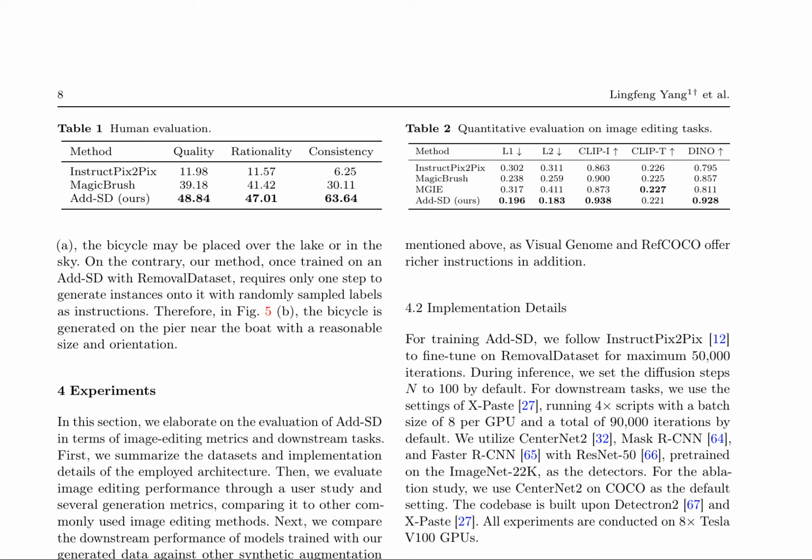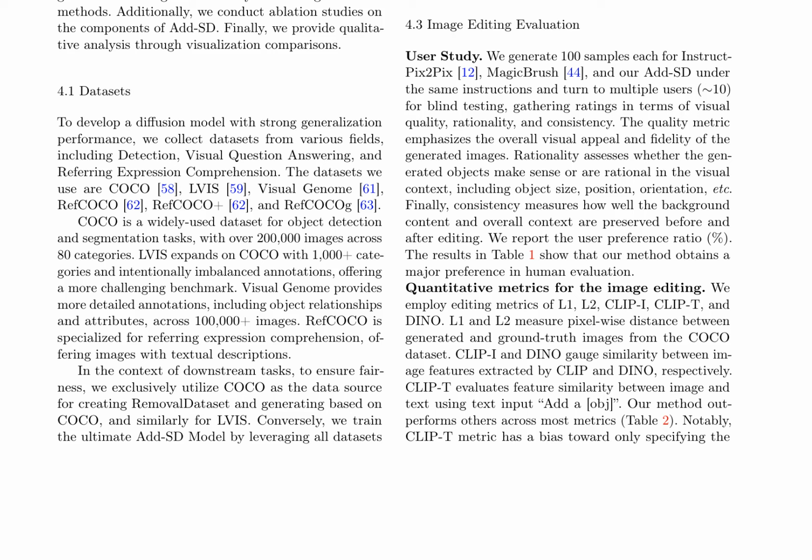5. Copy-paste and XPaste both require a segmenter to filter out masks of the target to be pasted. Their difference lies only in whether the target is cropped from a real image or generated by Stable Diffusion. Then, they are pasted onto another real image with strategies such as random pasting or choosing the content with more empty space. Their pipeline is complex and thus time-consuming during the training of detectors. On the contrary, AdSD, once trained on an AdSD RemovalDataset, requires only one step to generate instances onto it with randomly sampled labels as instructions.